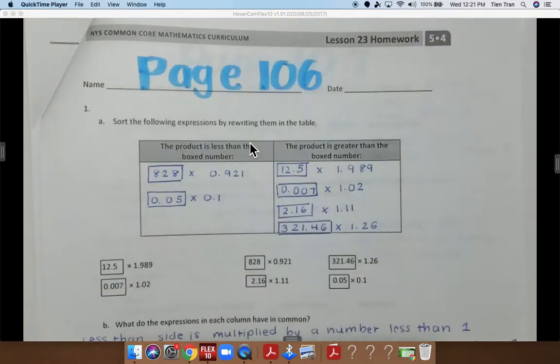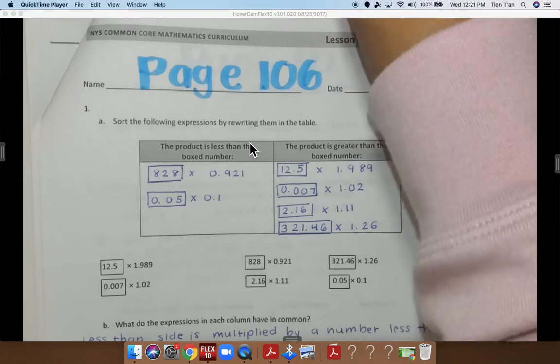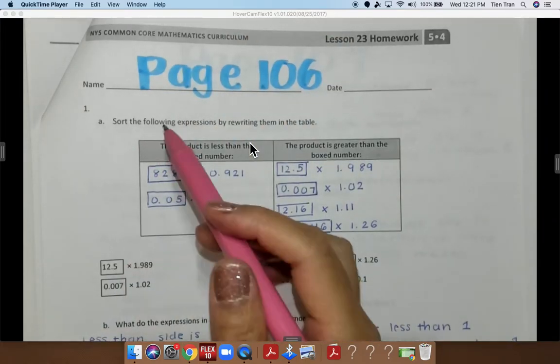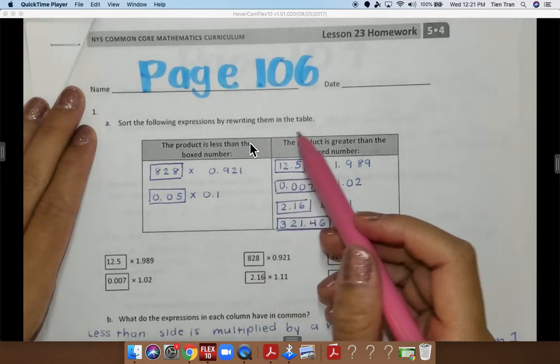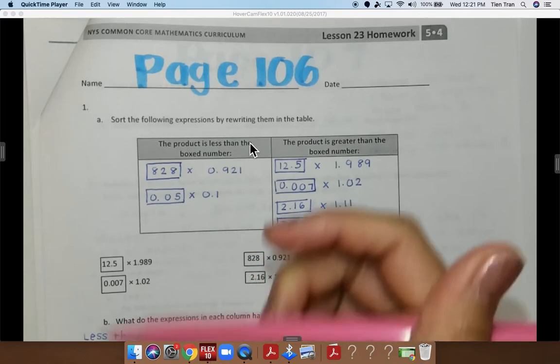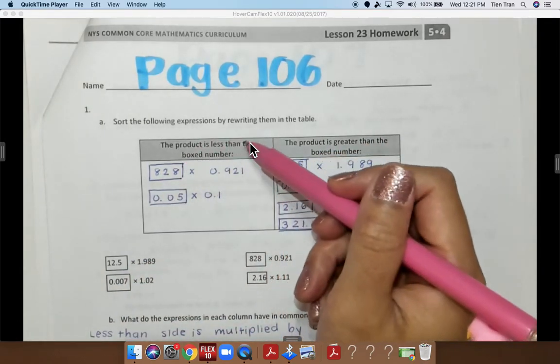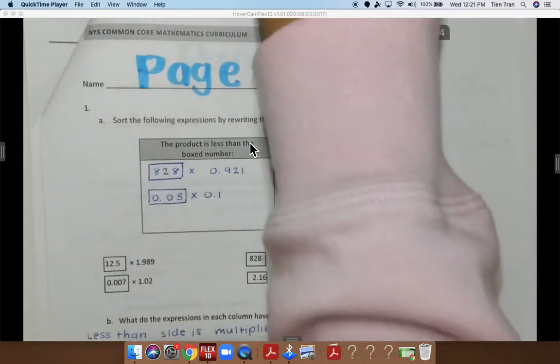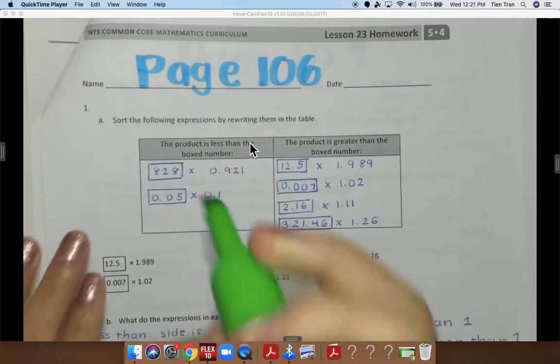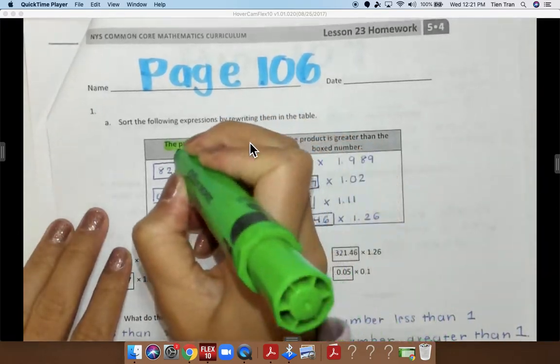We are on page 106. Please make sure you're turning to lesson 23 in your homework. Problem A says sort the following expressions by rewriting them in the table. We are sorting them to make sure that each falls under the category it is being asked. Right here, the product is less than the box number, so you're looking for a number that is less than the box number.